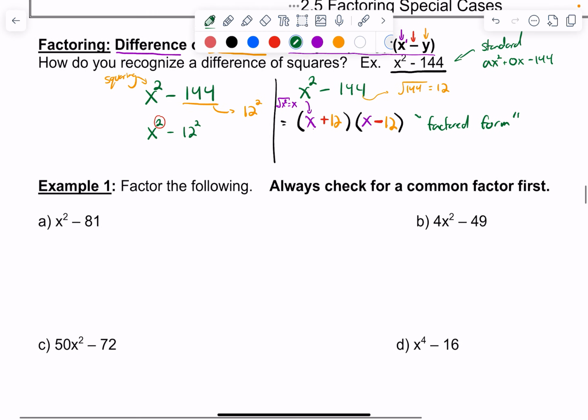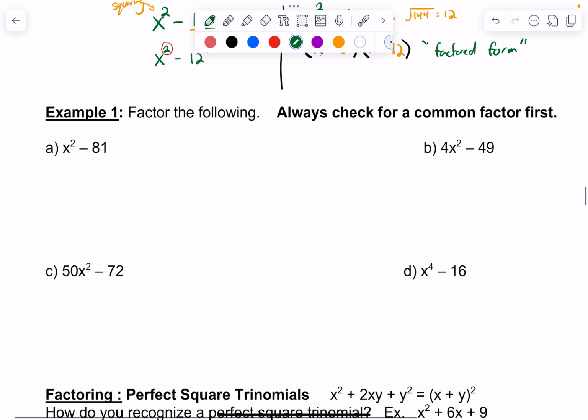So let's look at some more examples. So factor the following. And note to always check for common factors, okay? Because at first glance, it might not be a difference of squares. You might have to take out the greatest common factor to then turn it into a difference of squares. And I'm going to kind of jump ahead here. We'll see that in this example right here, okay? Because notice how 50 is not a square, and 72 is not a square.